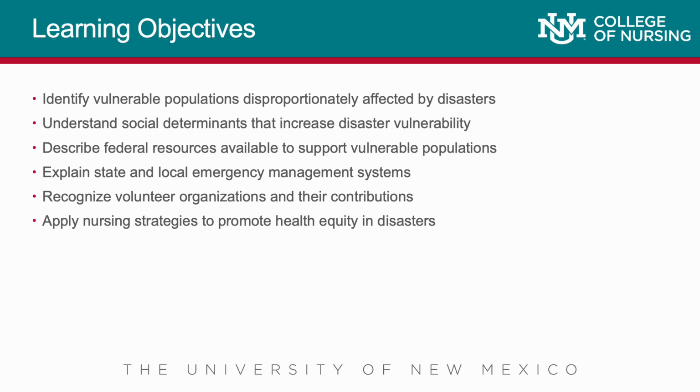By the end of the presentation, you will be able to first identify the vulnerable populations that are disproportionately affected by disasters. Second, understand social determinants that increase disaster vulnerability. Third, describe the federal resources available to support vulnerable populations. Fourth, explain state and local emergency management systems. Fifth, recognize the contributions of volunteer organizations. And sixth, apply nursing strategies to promote health equity in disaster preparedness and recovery.